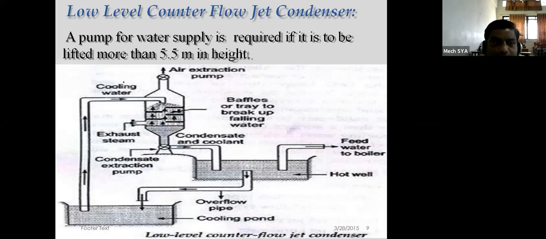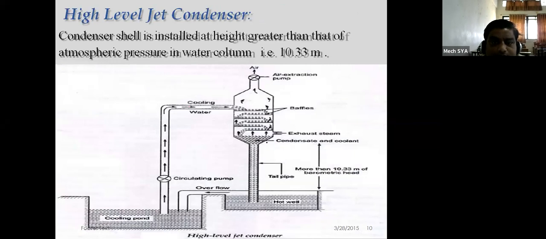In this condenser the cooling water is supplied here, with air extraction at 5.5 meter height for the low level, and 10.363 meters means high level. Okay, so we have discussed a lot. Then the high level jet condenser: the tailpipe height is much more, a 10.33 meter column height is there. And the baffles are there. Cooling water is flowing from top to bottom. Exhaust steam is flowing from bottom to top. Here counter flow is there.